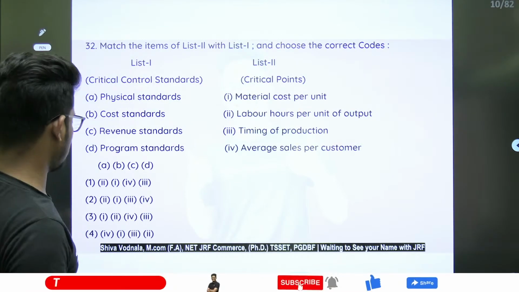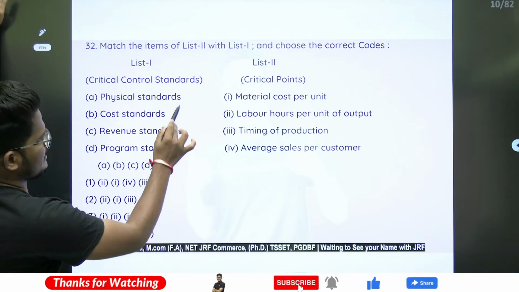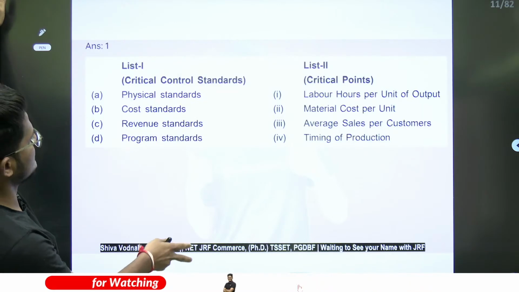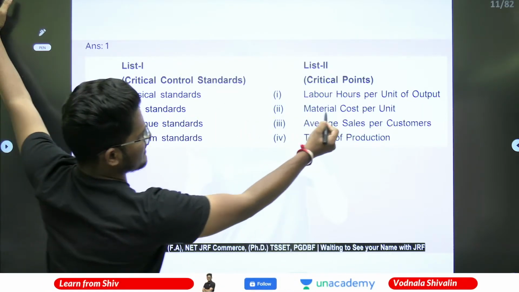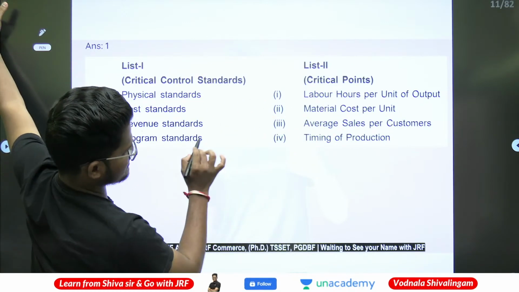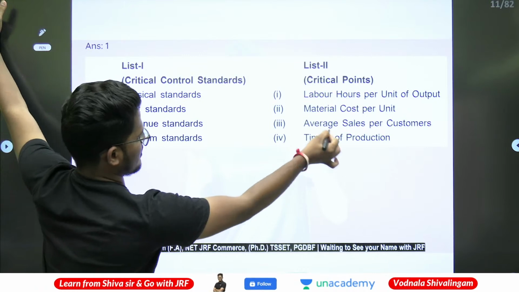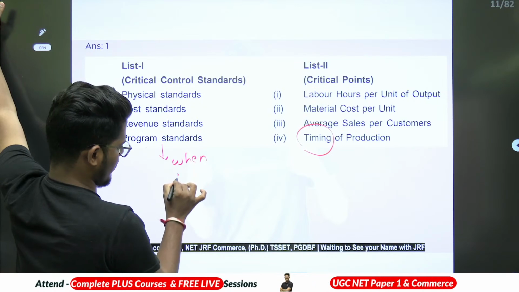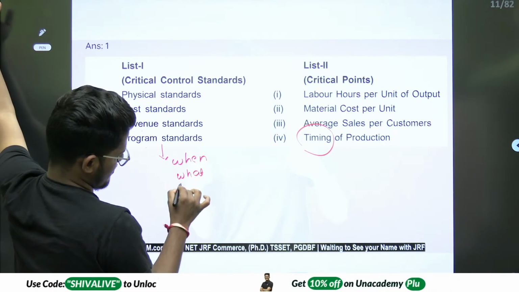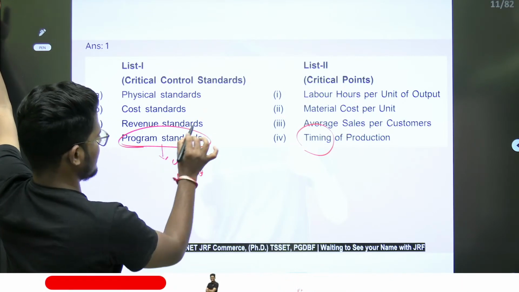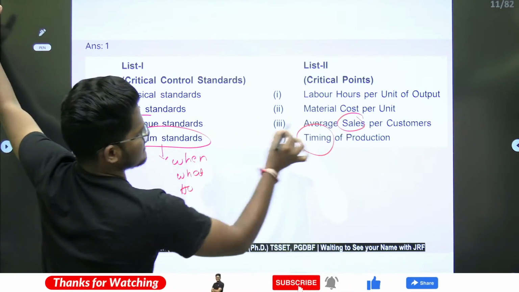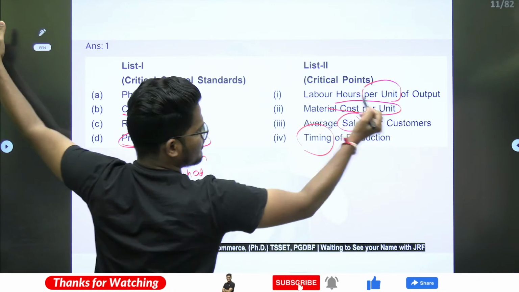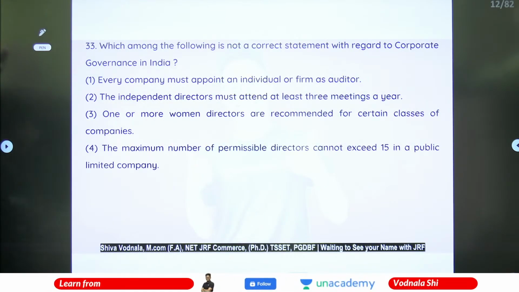Option number 1 is the correct answer. That is, physical standards are labor hours per unit of output. Cost standards are material cost per unit, revenue standards are average sales per unit, and program standards are the timing of the production, when to produce. Program standards are nothing but when to produce, in what quantity, and how to produce. Revenue is nothing but sales, cost is the per unit cost, and physical standards are how many hours are required per unit of output. Next.